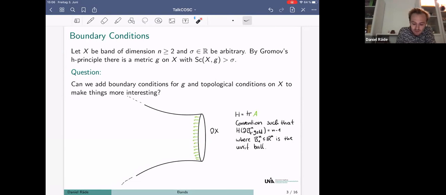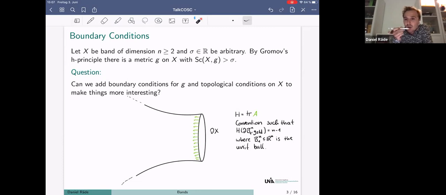So the question is, okay, this lower scalar curvature bound problem, which is very interesting in the closed case, in the case of boundary, maybe not immediately that interesting. So the question is, can we add boundary conditions for the metric and topological conditions on our manifold X to make things more interesting? Those are the 2 ingredients that we're looking for.